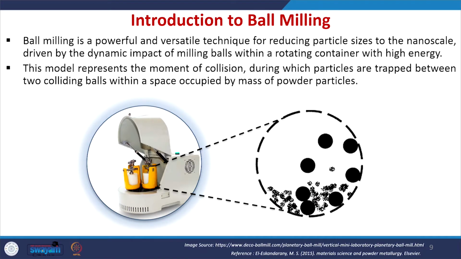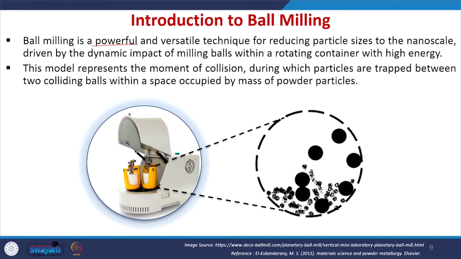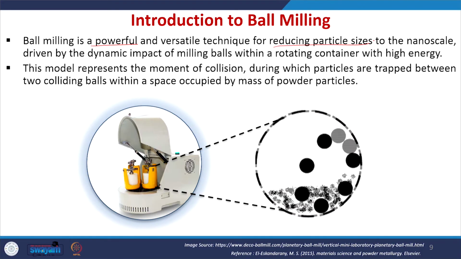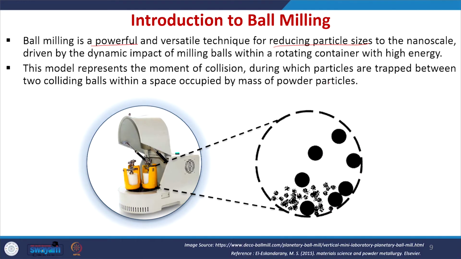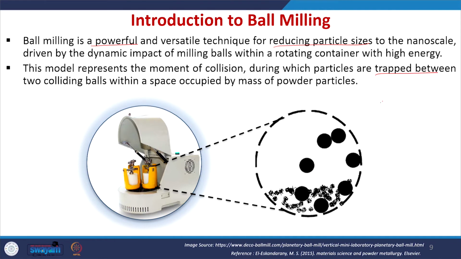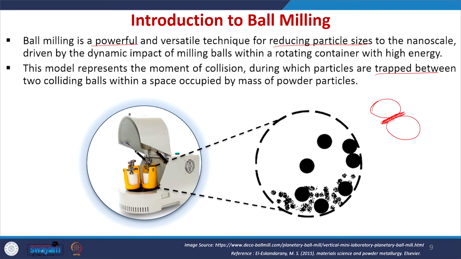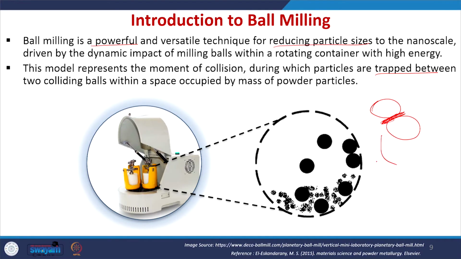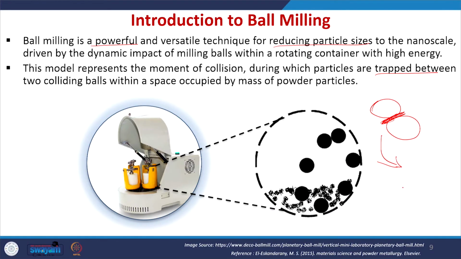So, what is ball milling? Ball milling is one of the powerful techniques for reducing the particle size to the nanoscale. Here, the particles which you want to break, the powder, will be trapped between two colliding balls, and as the milling keeps going, it reduces the particle size of the powder to the nanoscale. And what is the principle of this ball milling?